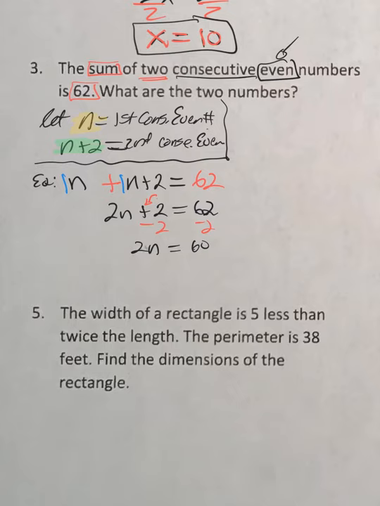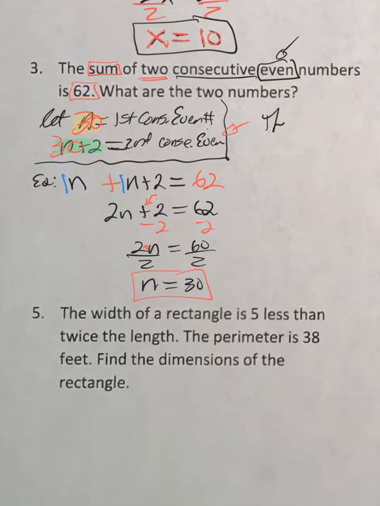Undo multiplication by division. And we get n equals 30. So wherever we see an n, we can replace it with 30. So we go up here and replace this with 30. Replace this with 30. So what's our final answer?